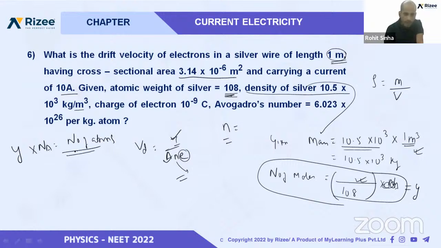In the number of atoms, we know one silver atom gives one electron. So this much silver atoms will give this much of electrons. We will get n from there. Then you put n, e, I, and A, and you will get the value of Vd. After solving this, you will get the answer. I am not giving the answer. You solve it. This is the process.